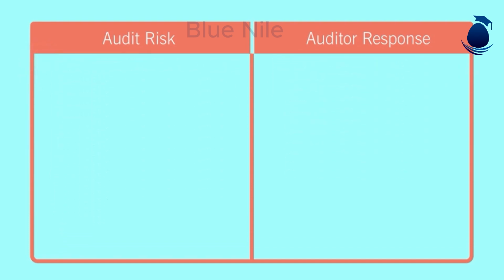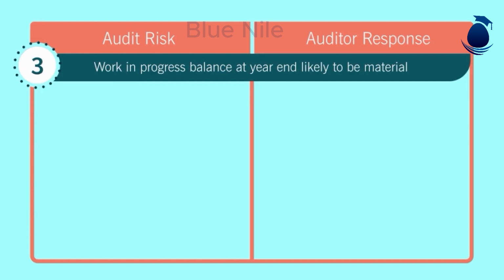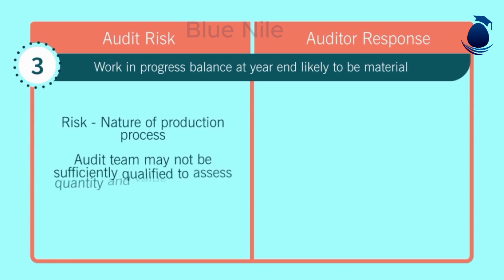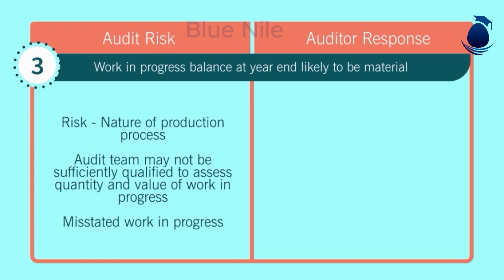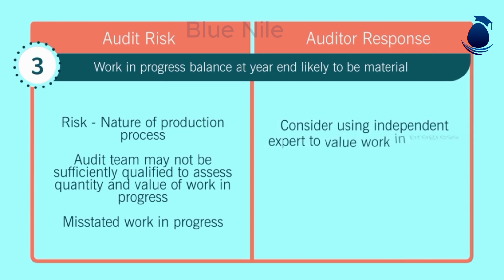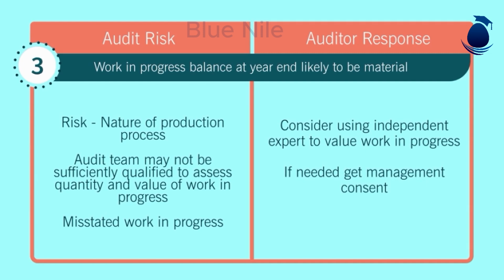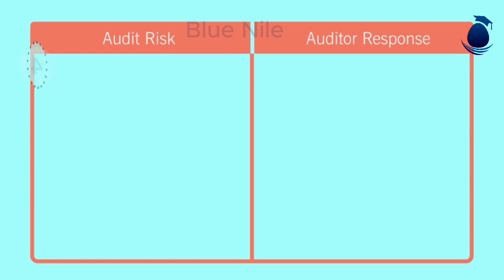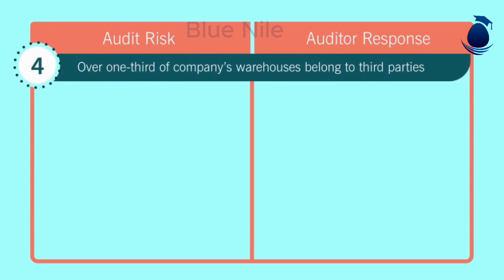The next audit risk identified is that the work in progress balance at the year end is likely to be material. The audit risk is that because of the type of production process involved, the audit team may not have the necessary experience to properly assess the quantity and value of the work in progress, leading potentially to misstated work in progress. The auditor should consider possibly using an independent expert to value the work in progress, with consent from management and before the year-end count. The fourth audit risk is that over 1/3 of the company's warehouses belong to third parties.